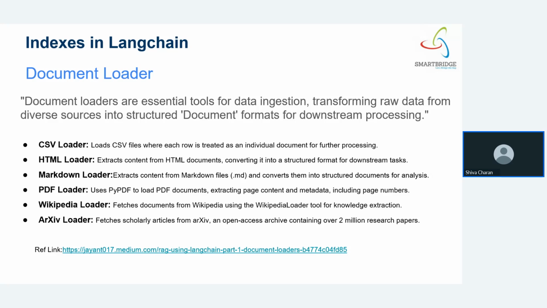Some of the document loaders are CSV loader, HTML file loader, Markdown loader, PDF loader, Wikipedia loader, and also Arxiv loader. This last loader is related to research papers. Mostly the published research papers will be available in that particular loader, and it will be able to load those kinds of files. So these are the different loaders, or you can consider these as the different ways we read different types of documents.